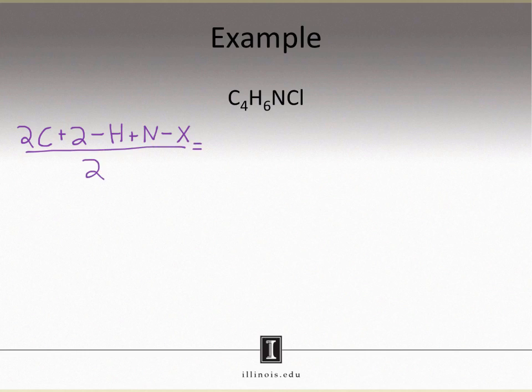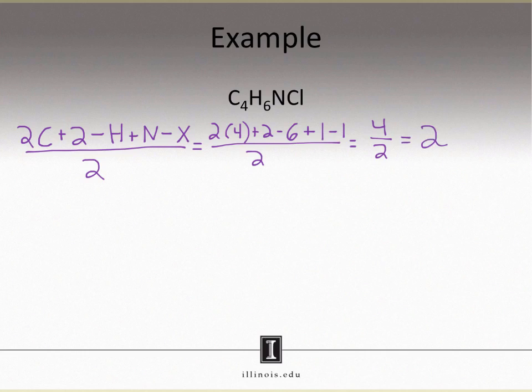If we plug in the values from our molecular formula, we have 2 times the number 4, which is the number of carbons, plus 2, minus the number of hydrogen atoms, which is 6, plus the number of nitrogen atoms, which is 1, minus the number of halogen atoms, which in this case is also 1 because we have 1 chlorine atom in our molecule. Take this, divide it by 2. We do some arithmetic, and we find that this reduces down to 4 over 2, which is equal to the value of 2. So this molecule, whatever it is, has 2 degrees of unsaturation.